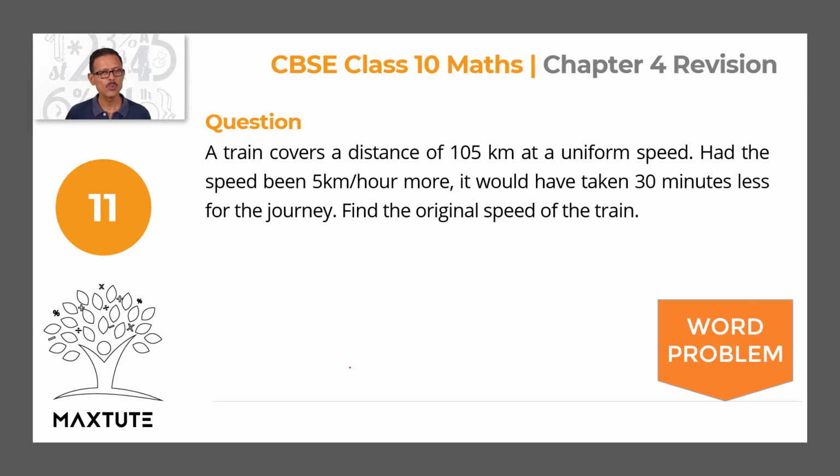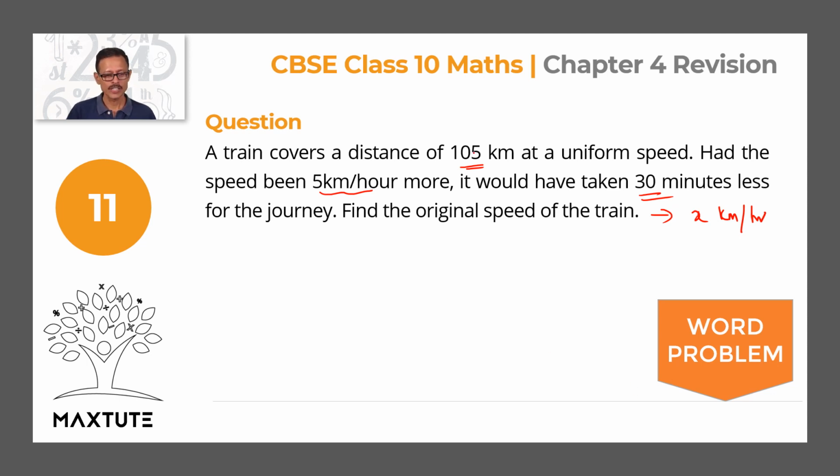Let's move on. One more word problem. A train covers a distance of 105 kilometers at a uniform speed. Had the speed been 5 kilometers per hour more, it would have taken 30 minutes lesser for the journey. Find the original speed of the train. Again, only one variable. I'm going to take the original speed as x kilometers per hour.